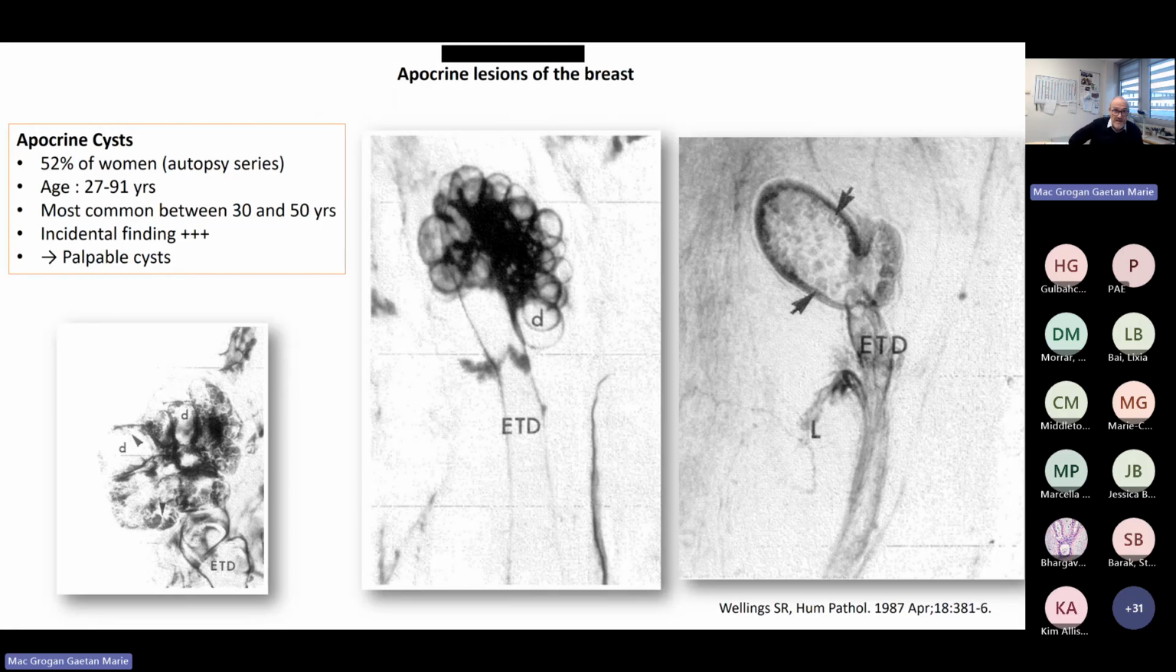Now, the first lesion when you talk about apocrine metaplasia in the breast is apocrine cysts. Apocrine cysts are very common. And in an autopsy series, they were found in a bit more than 50% of the women. They were observed between 27 years and 91 years, but they are most common between the ages of 30 and 50. It is often an incidental finding on your core biopsies or on your surgical specimens, but sometimes it can form a palpable cyst that will cause discomfort to the patients.